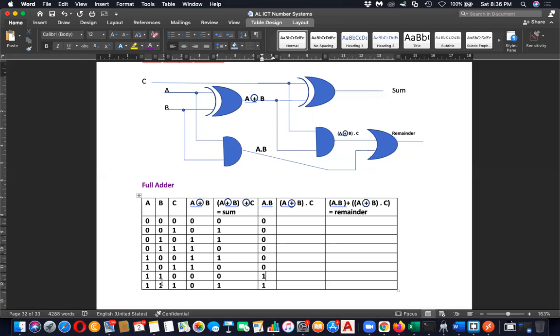And gate, the speciality is if both A and B are 1, it is 1. Both A and B are 1, it is 1. Otherwise 0. Then this one, AX or B and C. AX or B means this one, and C is this one.